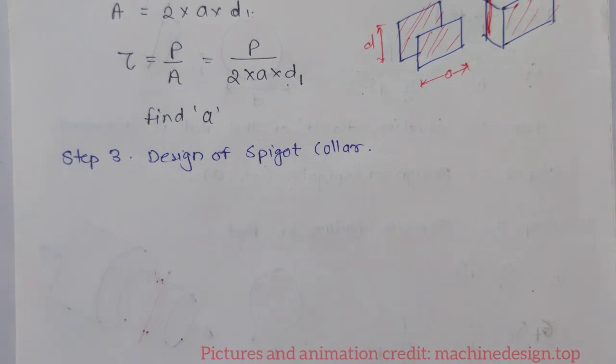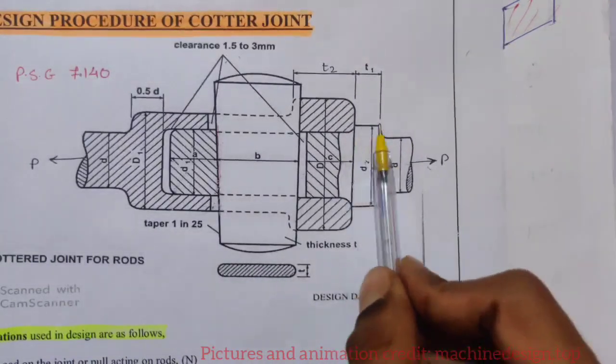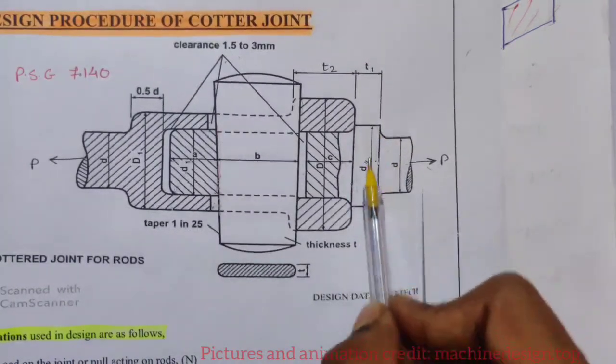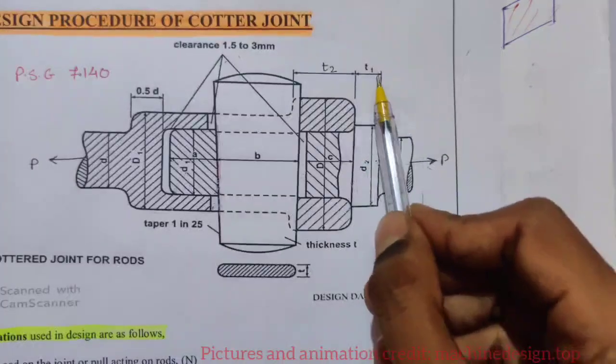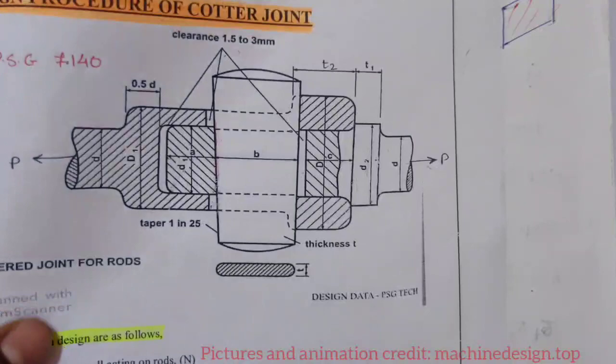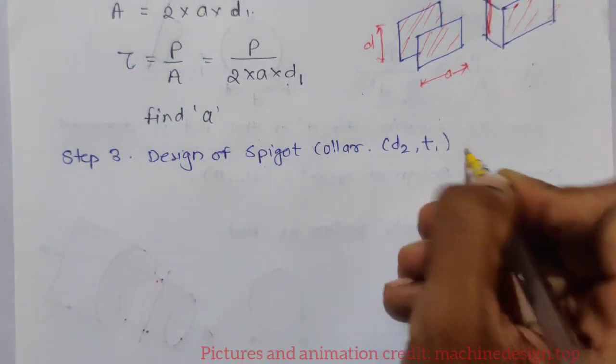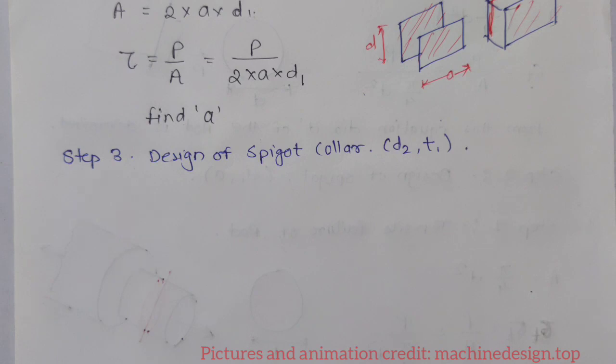So in this design of spigot collar, now this is the collar. We are having only 2 dimensions, that is D2 and D1. We are having only 2 dimensions, then we will get only 2 steps. So, okay, D2 and D1. These 2 dimensions we have to find.